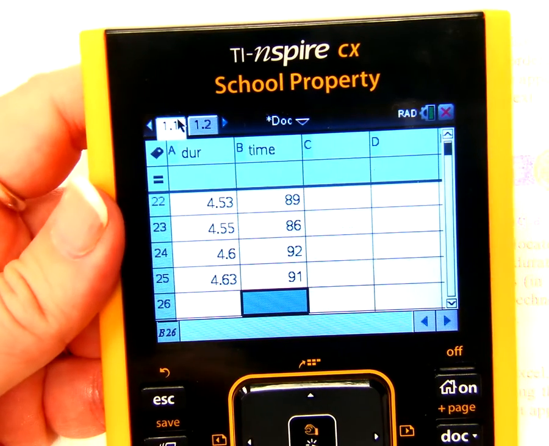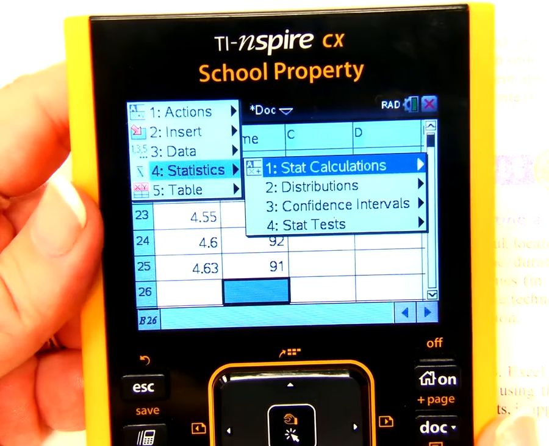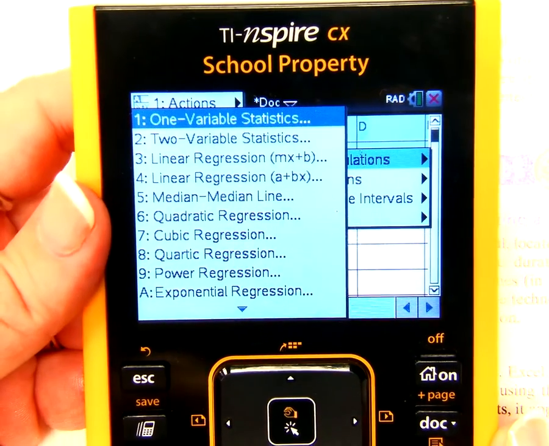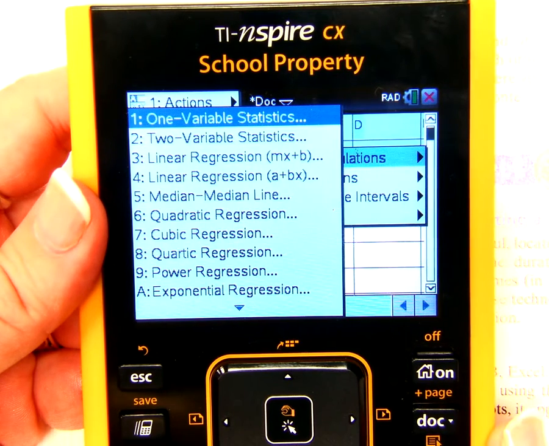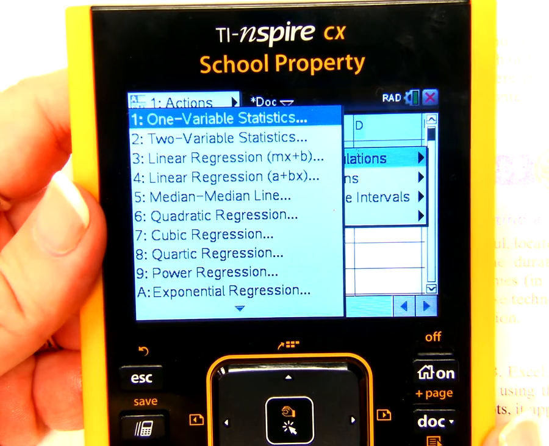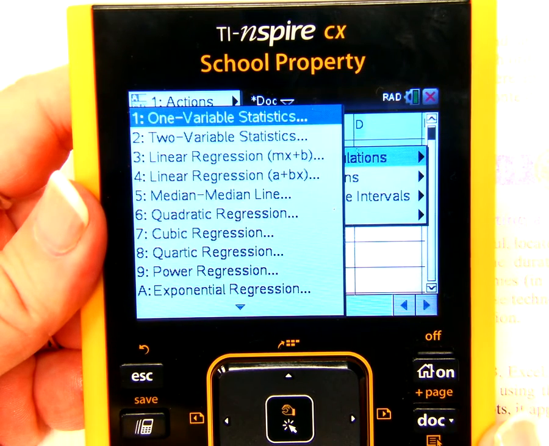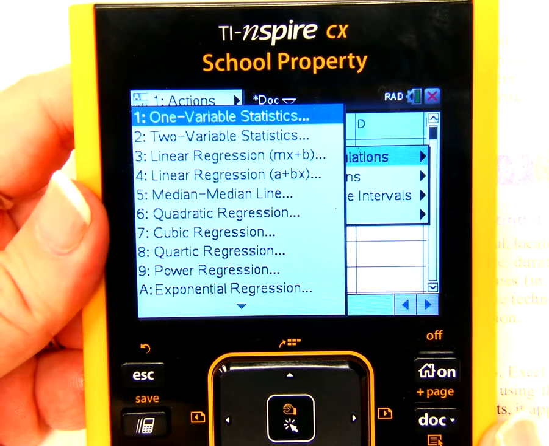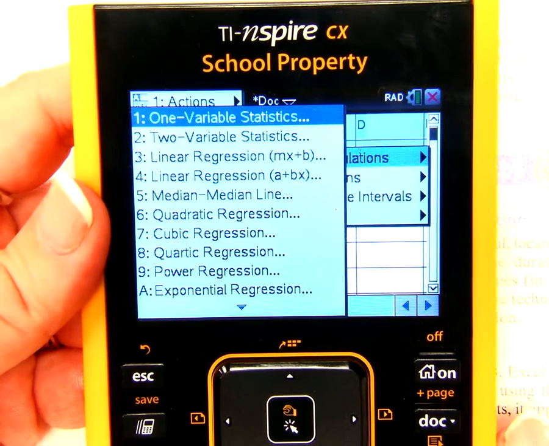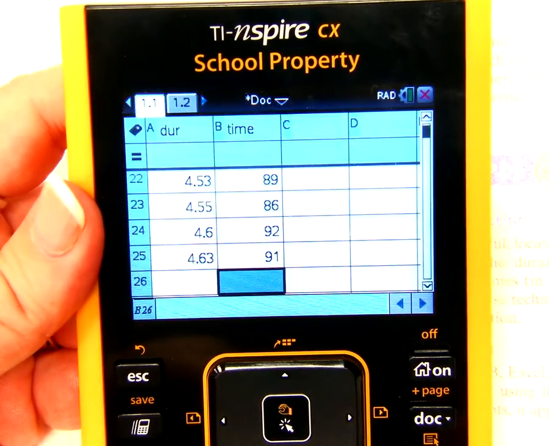Okay, so I want to go to my menu and I want to go to statistics and I want to go to stat calculations. What do I want? Don't I want my linear regression? So what's the problem? There's two of them. Which one do I want? Which one have I done since 7th grade? MX plus B, right? That's the one I want. Okay, so I want to choose number 3.